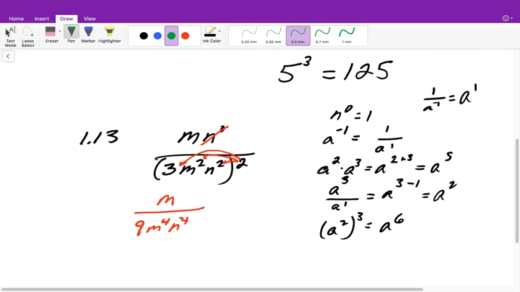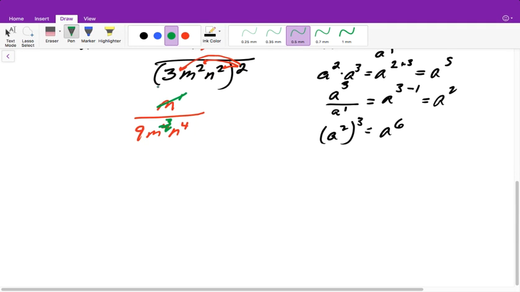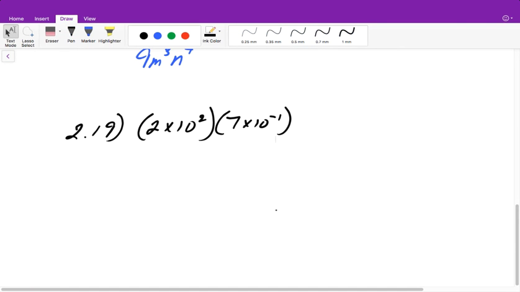And then, remember, anything written, if it doesn't have a power there, it's understood to be 1. Well, we have 1 power here and 4, so I can subtract 1 from there and know that there's 3 left over. So our final answer is 1. But that's what happens when we cancel out that m, over 9m cubed n to the 4th. All right, the next one is 2.19.